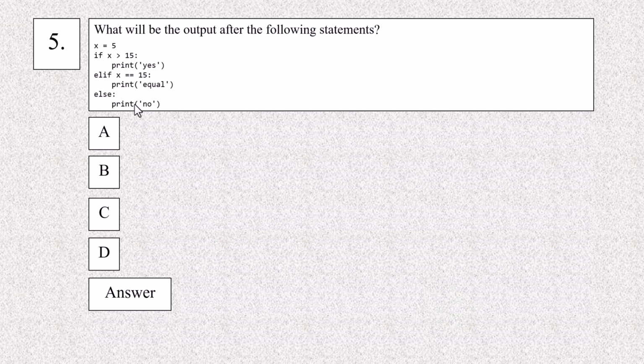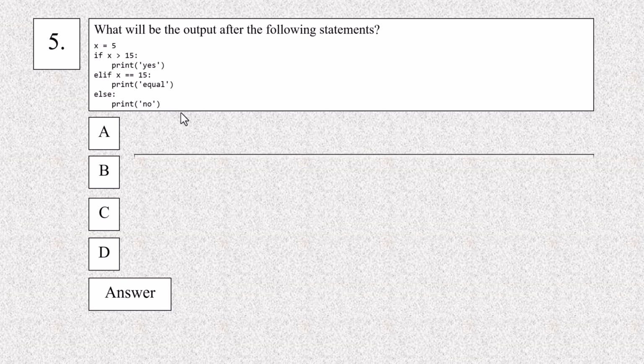Go to the next question. What will be the output after the following statement? In this question, you can see that we have a variable x and the value of x is 5, and it is checking whether x is greater than 15 or not. If it is, then it will print yes, otherwise it will check again whether x equals 15 or not. If it is true, then it will print equal, otherwise it will print no.